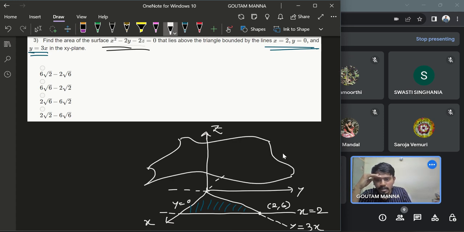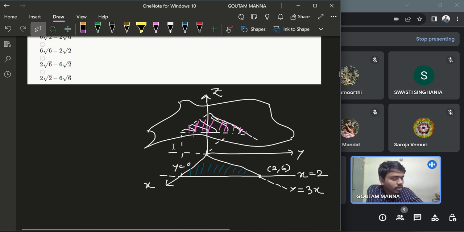And if I look upward from this triangle, then it will cut some region from this curved surface, and this will be a curved region. So we are asked to find the area of this curved region, and this will be some complicated curved region. So obviously we will not integrate on that curved surface here. What we will do is we will project this integration in this xy plane.